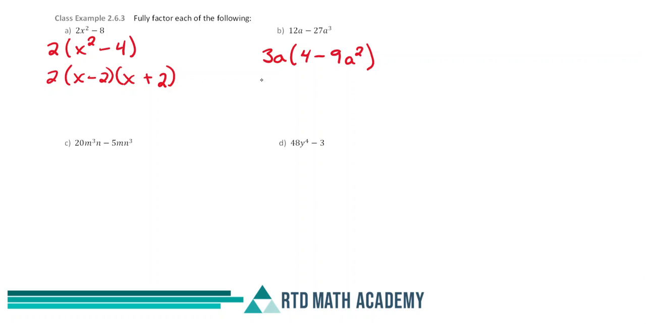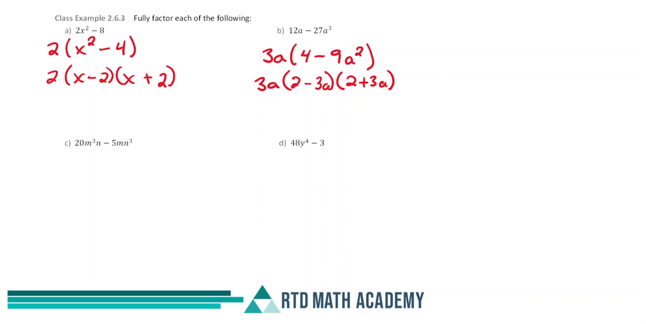So now we've got 3a just hangs out, but now we can throw our brackets down. Square root of 4 is 2, so they both get a 2. Square root of 9 is 3, so they both get a 3. And then the square root of a squared is a, so they both get an a. And then one's minus, one's plus.